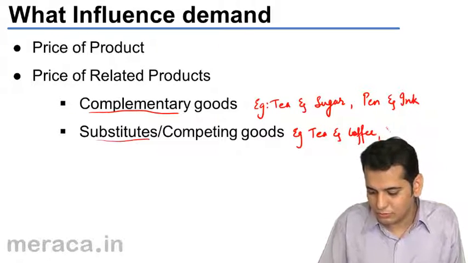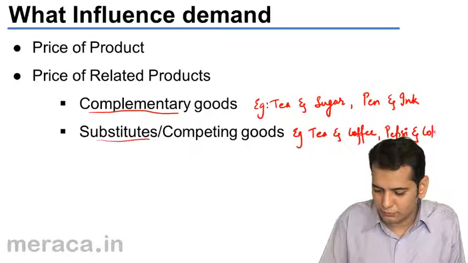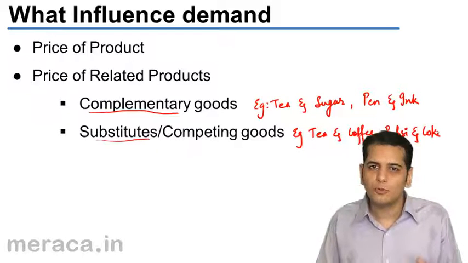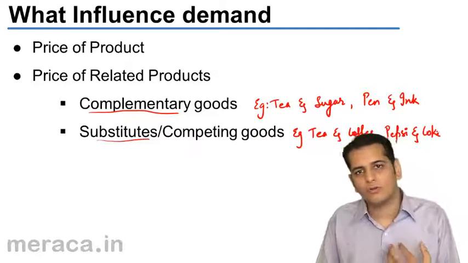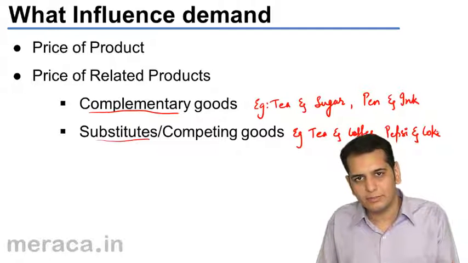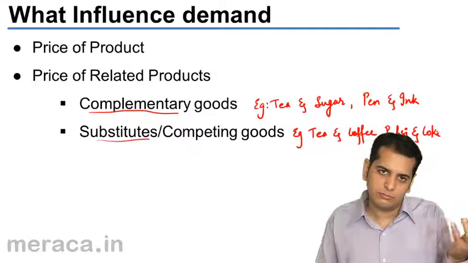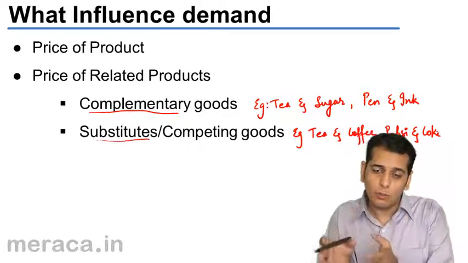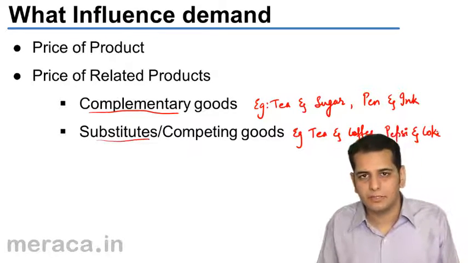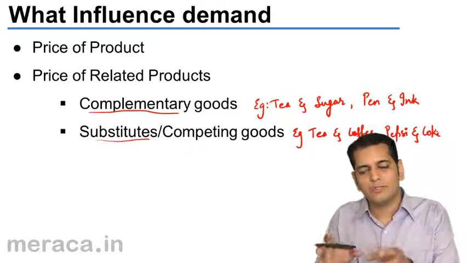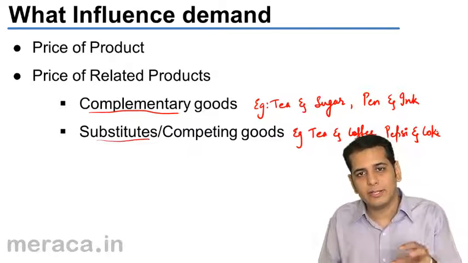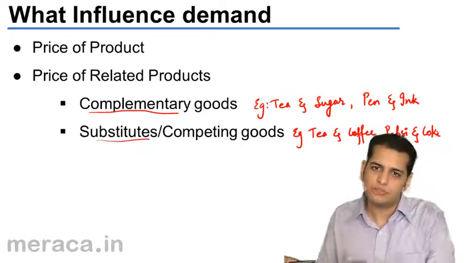Other example is Pepsi and Coke. Generally, people don't mind having a Pepsi or a Coke. If they get a Pepsi, they are happy with it. Or if there's no Pepsi, they'll ask for a Coke. Which means Coke is replacing Pepsi. So we can say Coke and Pepsi are substitutes of each other. You can have one in the absence of other.